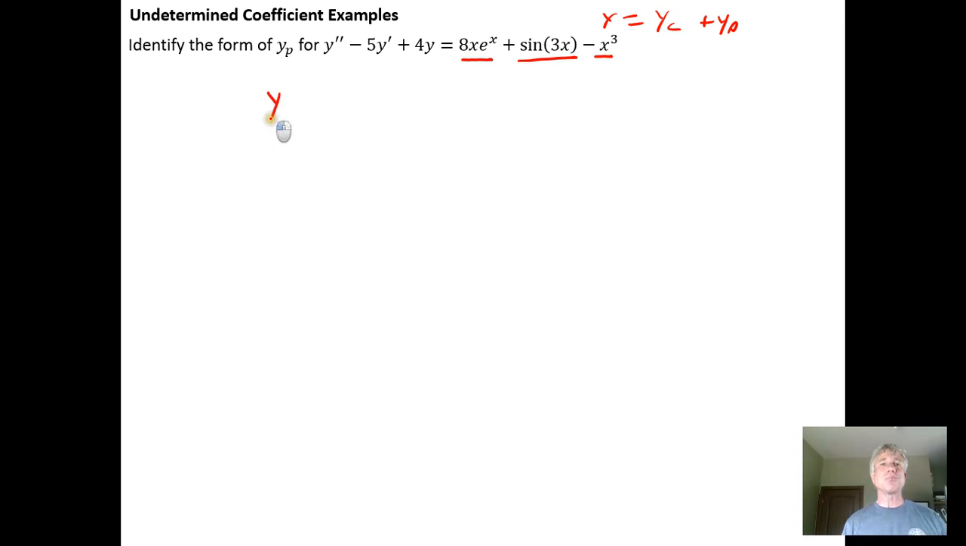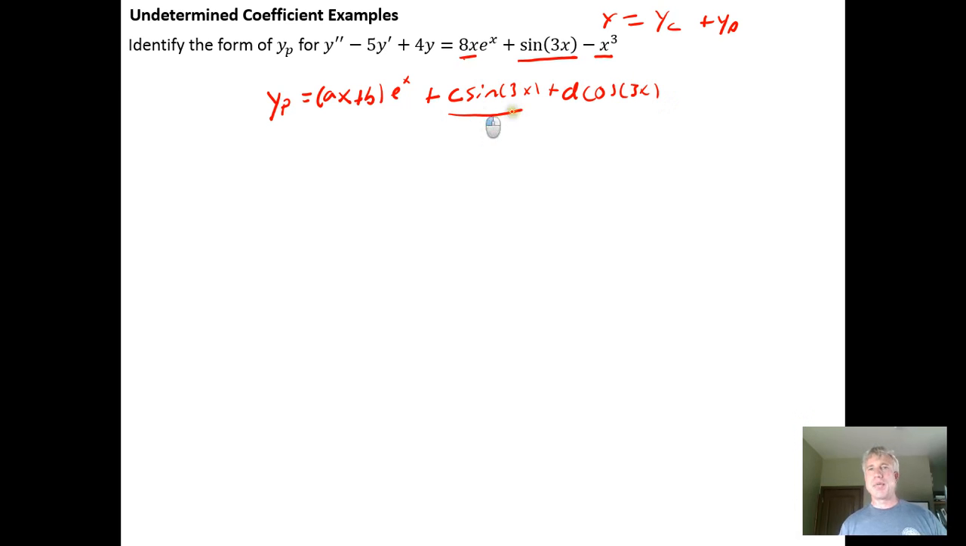So for example, we could guess that y particular is going to equal, here we have a polynomial times exponential base e. It's a first degree polynomial, so we would guess ax plus b times e to the x. For the sine of 3x, we would need to add on to our guess. Sine of 3x requires a times sine of 3x plus b times cosine of 3x. So we have that guess that we get from our cosine and sine functions.